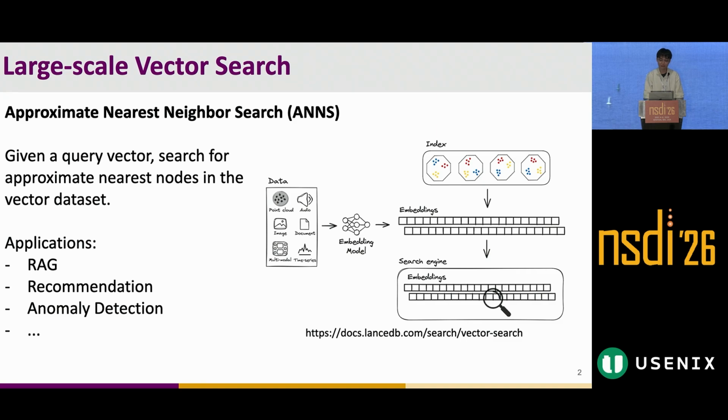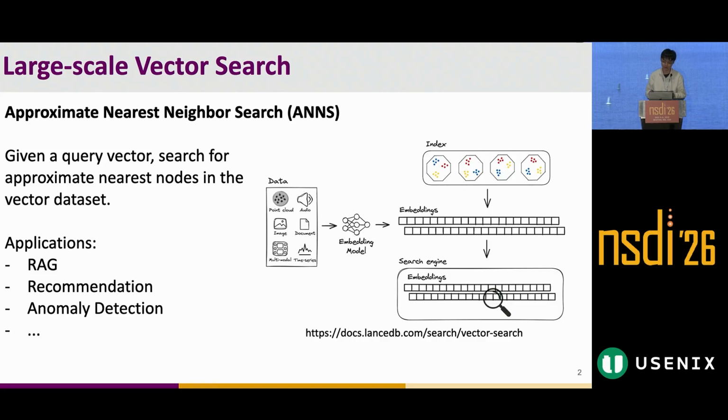First I will introduce the background of vector search. The workload is that vector search is also known as approximate nearest neighbor search, ANN. We have query vectors, and we also have a lot of vectors from the vector datasets. Now we want to retrieve the top k nearest vectors from the vector datasets using the query vectors.